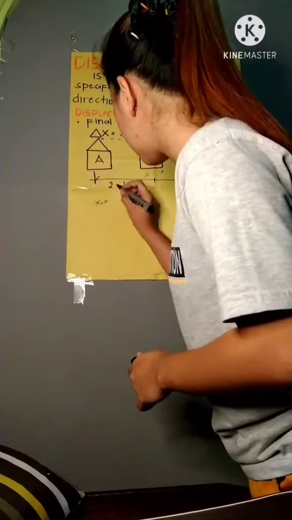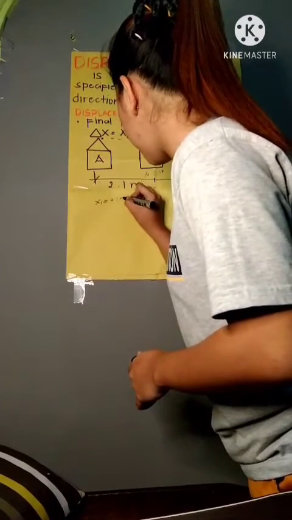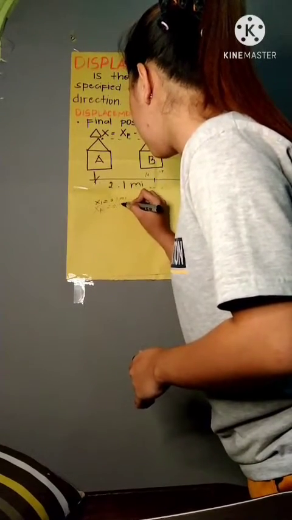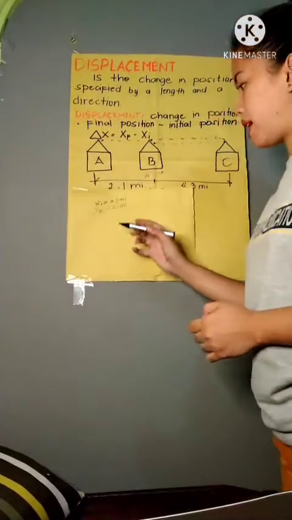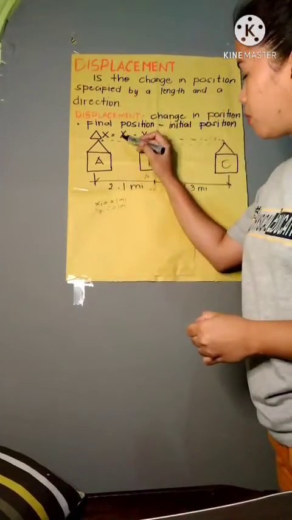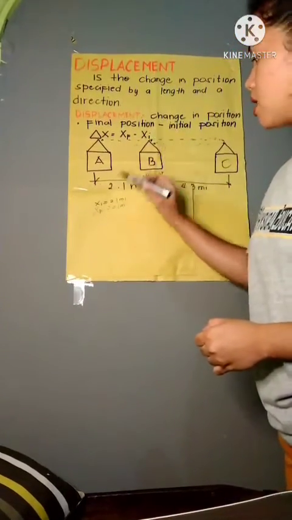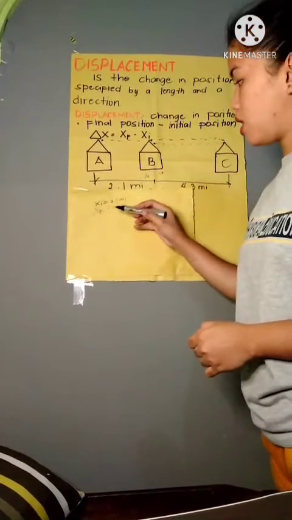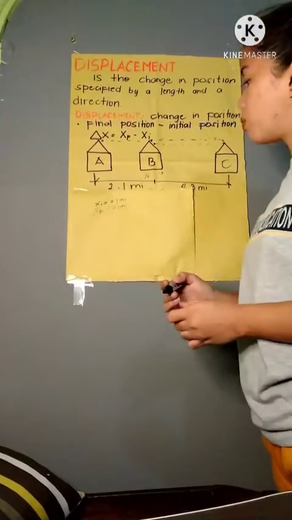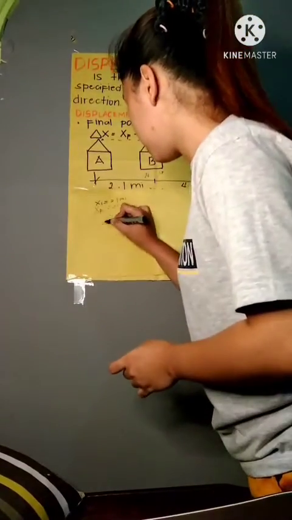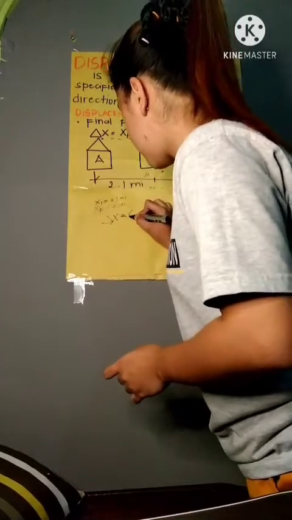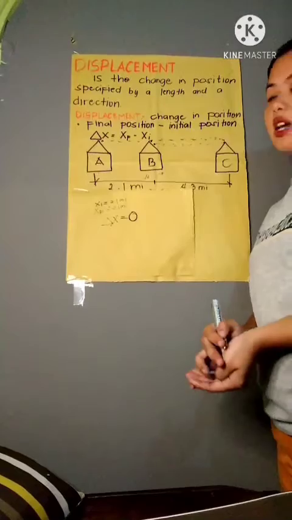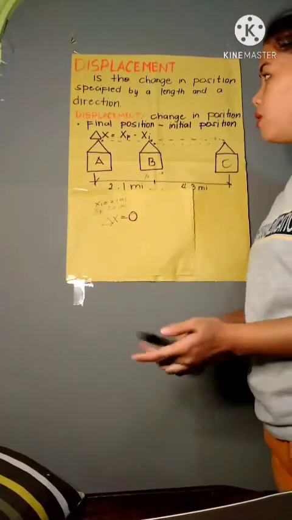Ang House B ay 2.1 miles. Ang final position niya is sa House B din, parehas lang sila. Gamit tong formula, masasolve ko na siya. Final position minus initial position, 2.1 miles minus 2.1 miles is equal to 0. Ganyan lang kadali kung paano makukuha yung displacement.